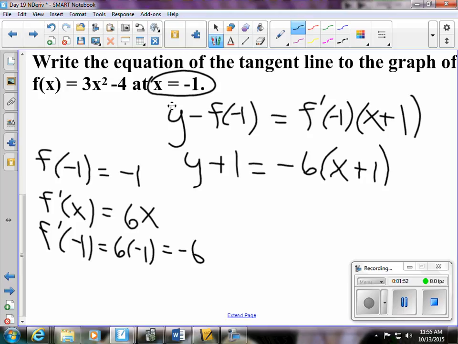Now distribute in your head and tell me what this would be in slope-intercept form. Y equals, yes, Cameron? -6x minus 7. Do you agree with that? Okay, good. Because we're going to do this later on with the calculator.